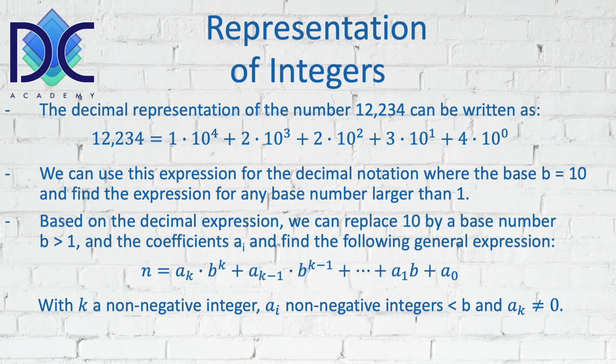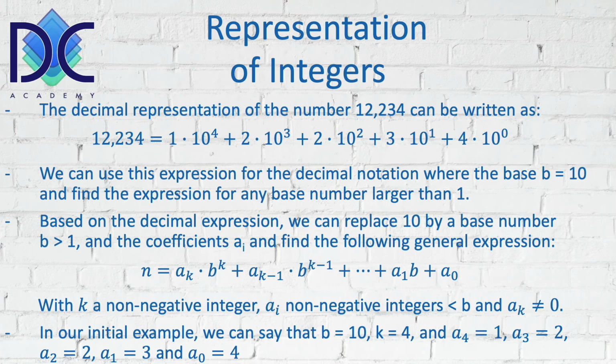k is a non-negative integer, and the a_i are non-negative integers smaller than b. So they go from 0 up to b minus 1. a_k is different from 0, which refers to the first coefficient that we consider being different from 0. It's not a problem if we have zeros in front, but they don't have any meaning, and we just start with the first coefficient that is different from 0.